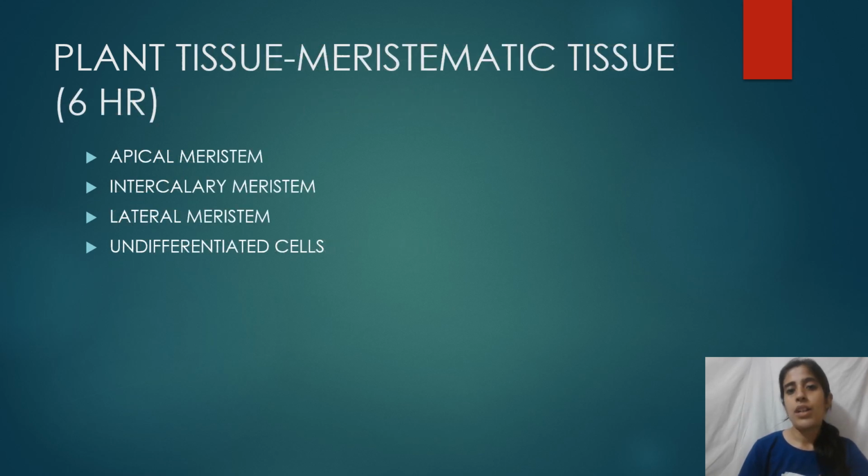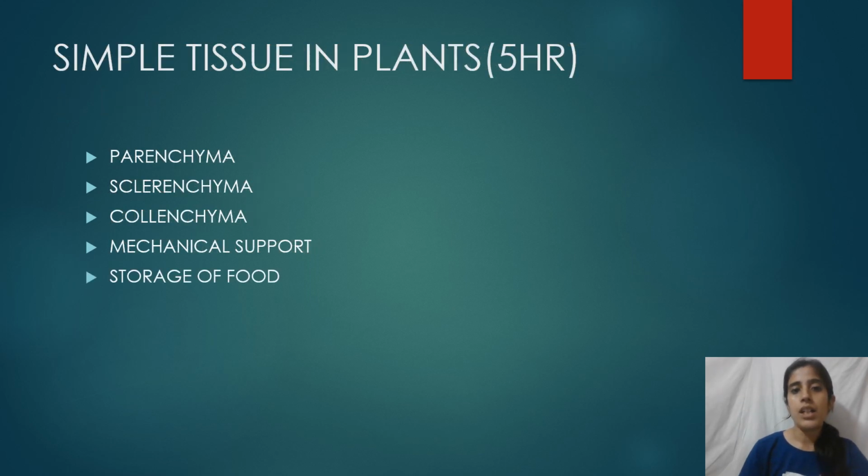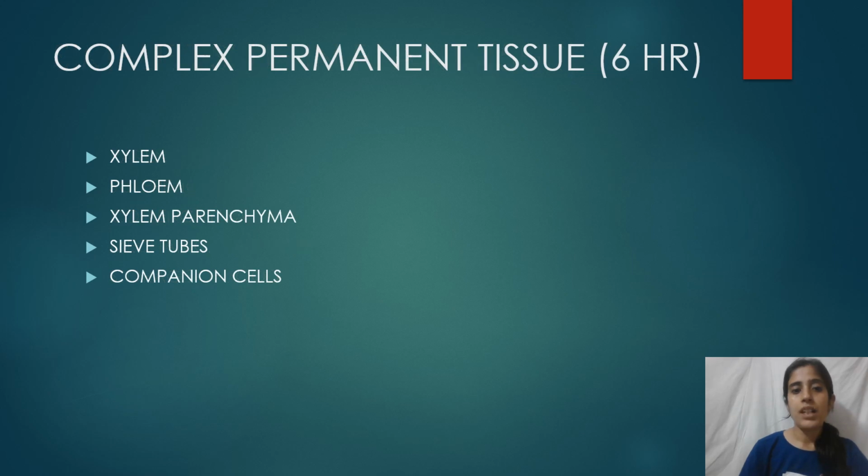Next is plant tissue, that is meristematic tissue. Plant tissues are of two types. The first is meristematic tissue: apical meristem, intercalary meristem, lateral meristem, undifferentiated cells. Next are the simple tissues in plants like parenchyma, sclerenchyma, collenchyma, for mechanical support and storage of food. Next is complex permanent tissue, that is xylem, phloem, xylem parenchyma, sieve tubes, companion cells.